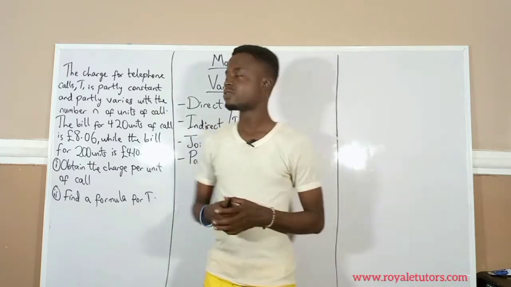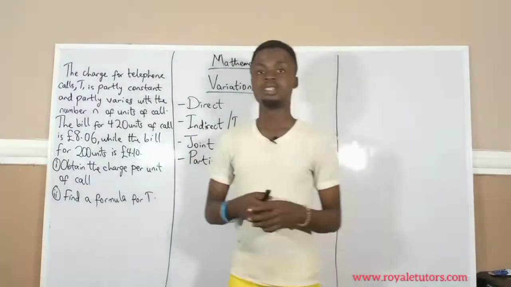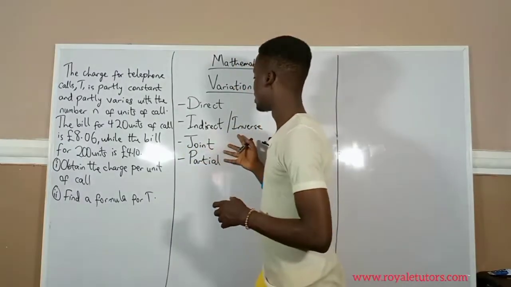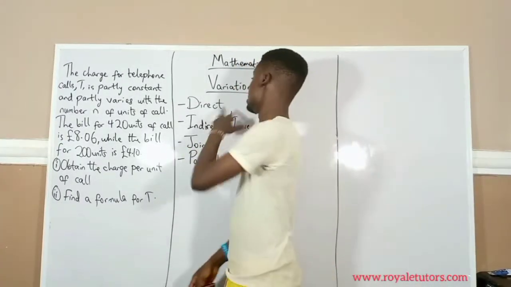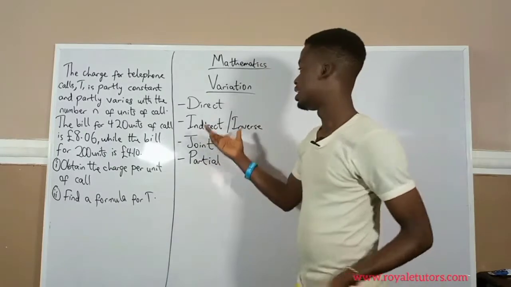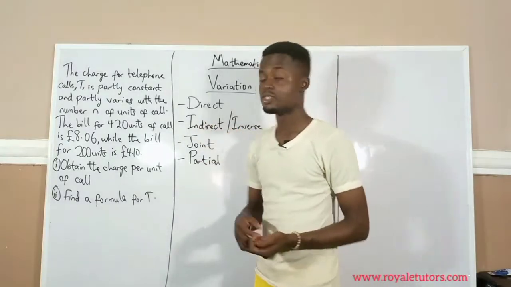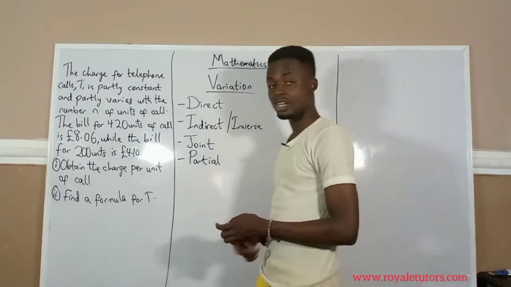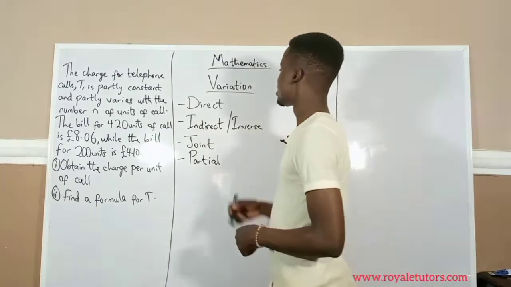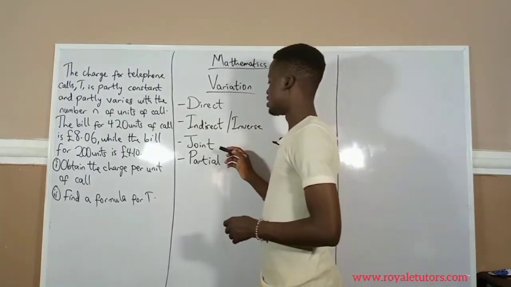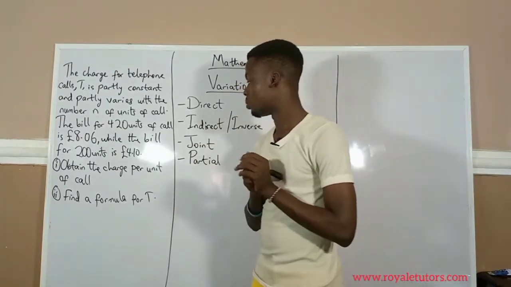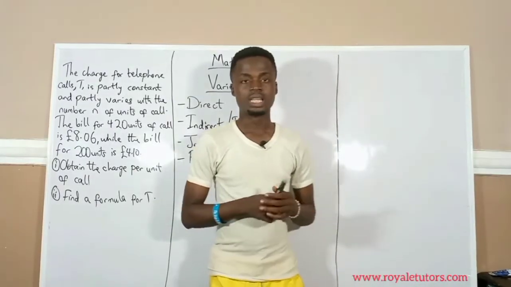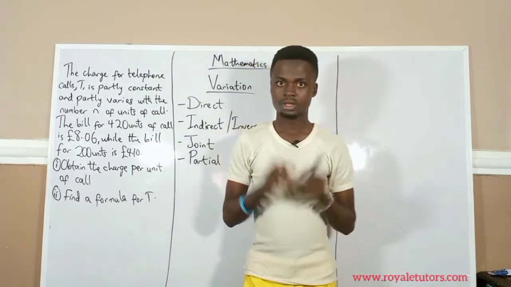In two previous videos we've started variation and we established that there are four kinds of variation. We said there is direct variation, there is indirect, which is also known as inverse variation, there is joint variation, there is partial variation. And we've done justice to direct, indirect, and joint variation. Today we want to talk about partial variation, which is actually the concluding part of the topic variation.